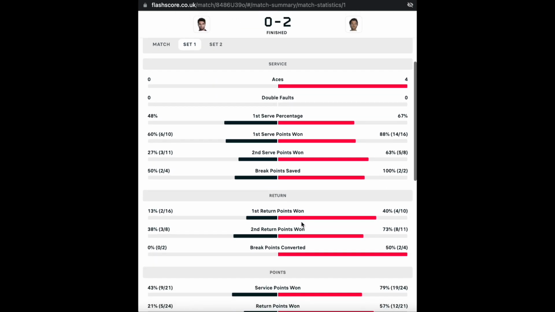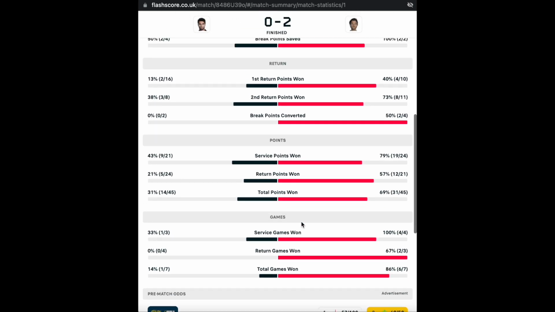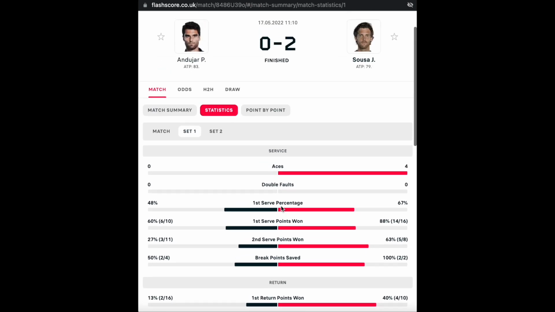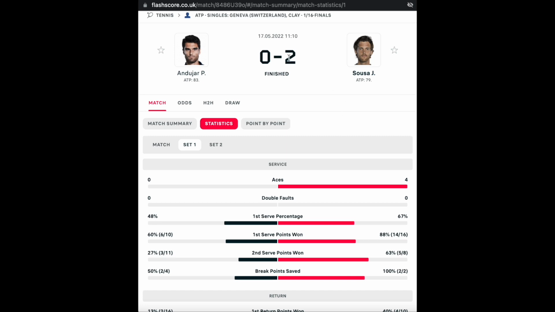However, when we scroll down and have a look at total points won in this first set, we'll see that he only won 31% of the total points in the first set. Now this is a major alarm bell and a red light signal not to trade in the second set. And of course, this paid off because Sousa won the second set very easily. So we would have lost our money.